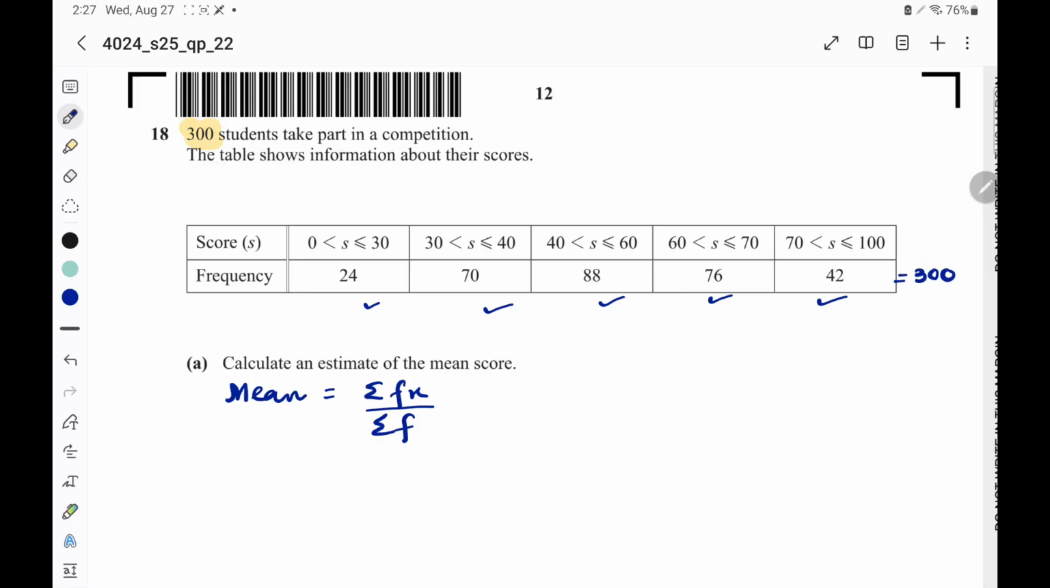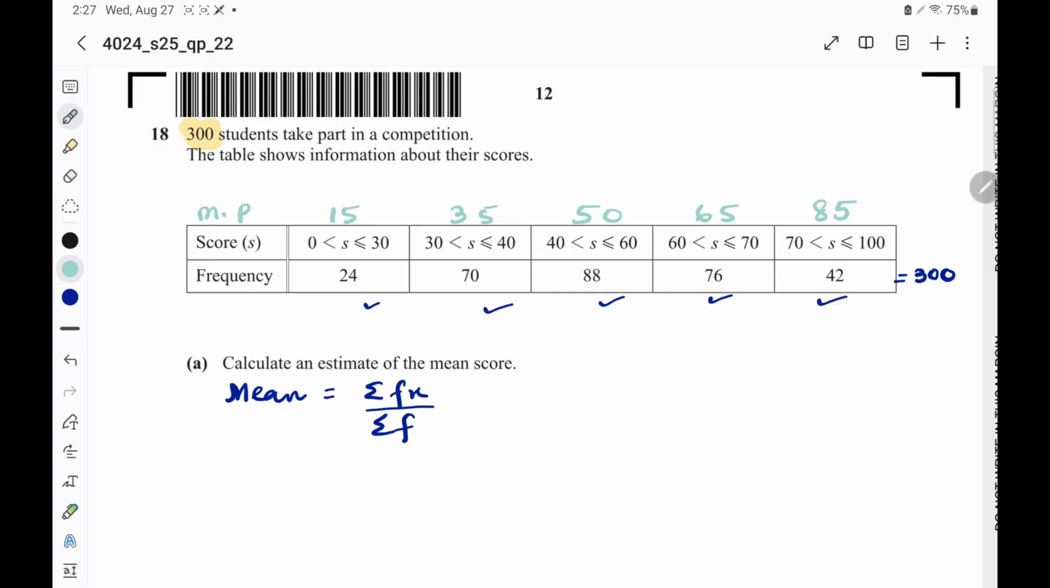But for f into x, what do we do? There is no x, so we'll have to find the midpoint. Whenever we have to find the mean and it's given in the form of grouped data, we'll have to calculate the midpoint. So the midpoints will be: for 0 to 30, 15; for 30 to 40, 35; for 40 to 60, 50; for 60 to 70, 65; and for 70 to 100, 85.